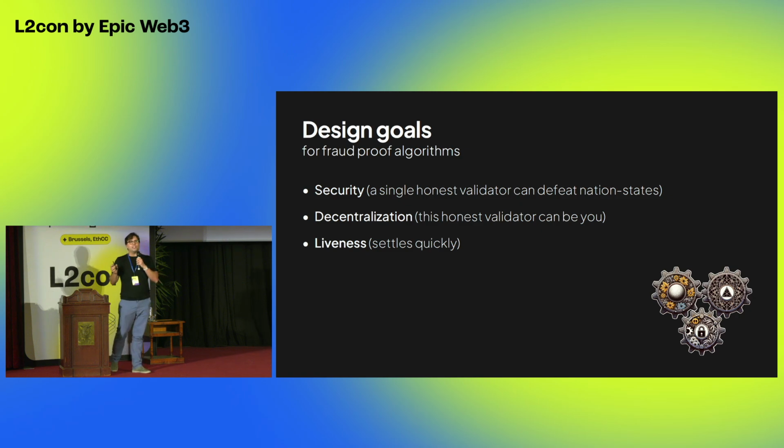So liveness is easy. We want the roll-up to settle fast. We know that optimistic rollups usually take at least a challenge period to settle, and we don't want it to take a lot more than that. So that's liveness.